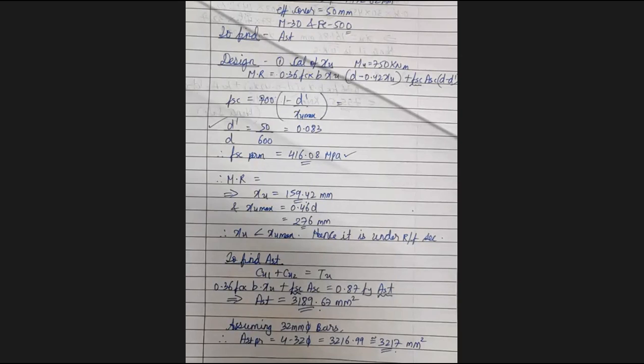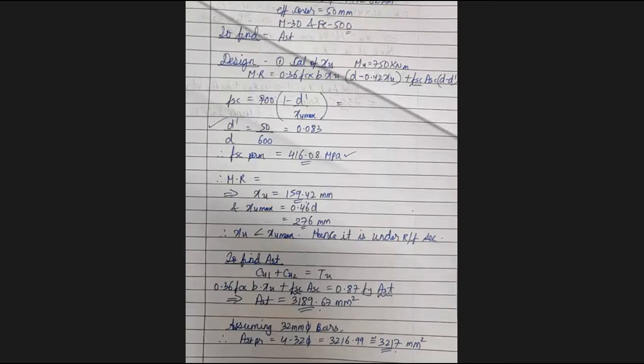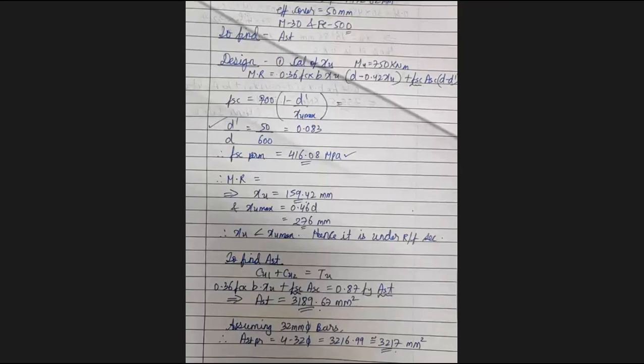Is this clear, everyone? Yes, am I audible? Yes, sir. Okay, so basically in the question it will only be asked to design the beam, to find out the steel. Once you find out the steel and you show the reinforcement detailing, that is enough, unless they specifically mention in the question to show the check also after design. In that case you can do it. I have shown you how to check after design also.